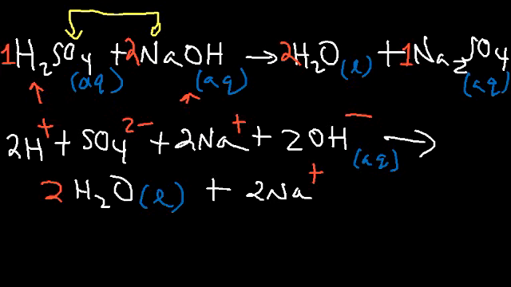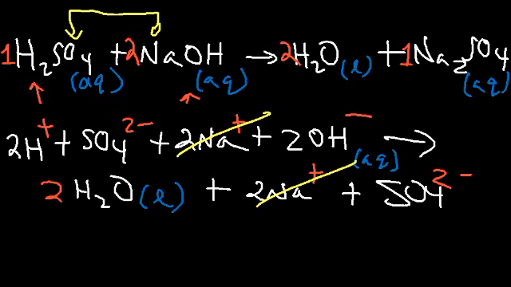So now, what are the spectator ions? Do you see which ions are spectator ions? Feel free to pause the video and cancel the spectator ions. So these are the ions that are exactly the same on both sides. Sodium is a spectator ion, and so is sulfate. Now, what remains, we're going to divide the coefficient by 2 because they're all even.